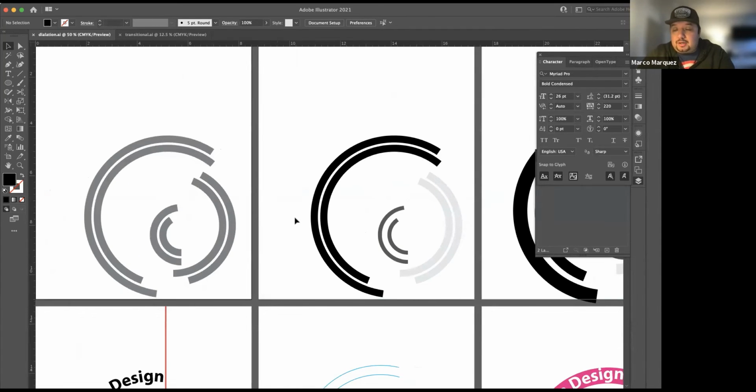Here, it's the same structure, except now I'm playing with value, trying to establish the hierarchy. And you'll notice that the outer circle, because it's darker, is the most emphasized. The outer circle, the one on the right, is the lightest one, so that has the least amount of hierarchy. And this is sort of sitting in the middle.